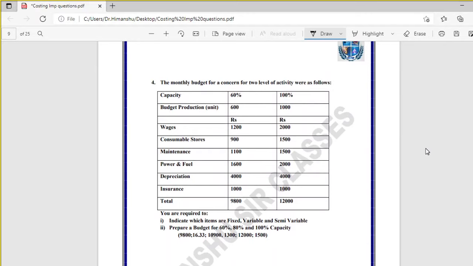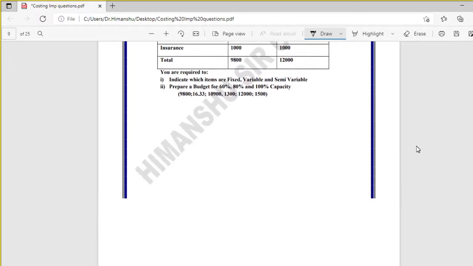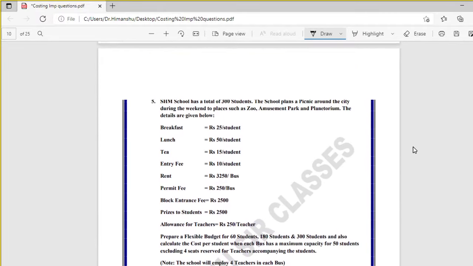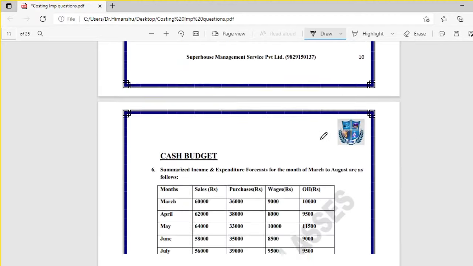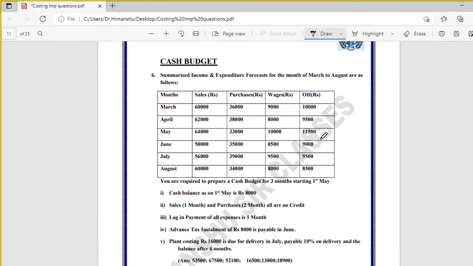And this is regarding identification of fixed cost, variable cost and semi-variable costs. This is regarding a school picnic. So you have to prepare a flexible budget for school students. Then we come to cash budget problems.